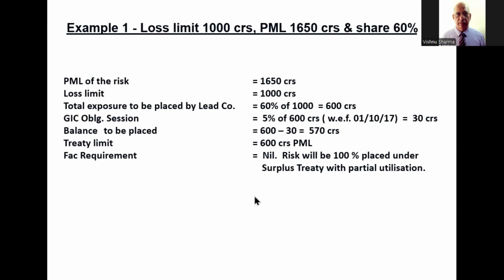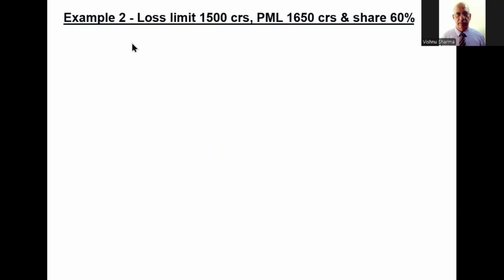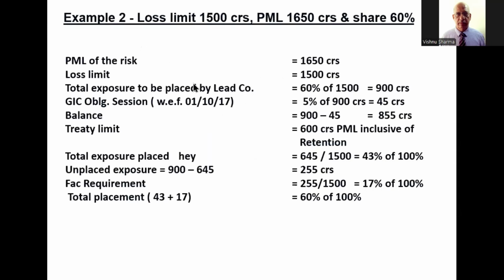Okay. Yeah. Now let us see another example. Loss 2. Here the loss limit is increased slightly. Loss limit instead of 1,000 crore, I am assuming it is 1,500 crores. PML remains the same. Treaty exposure remains the same, 60%. So the liability is now increased to 900. Earlier it was 600, 60% of 1,000. Now 60% of 1,500, it comes to 900 crores.